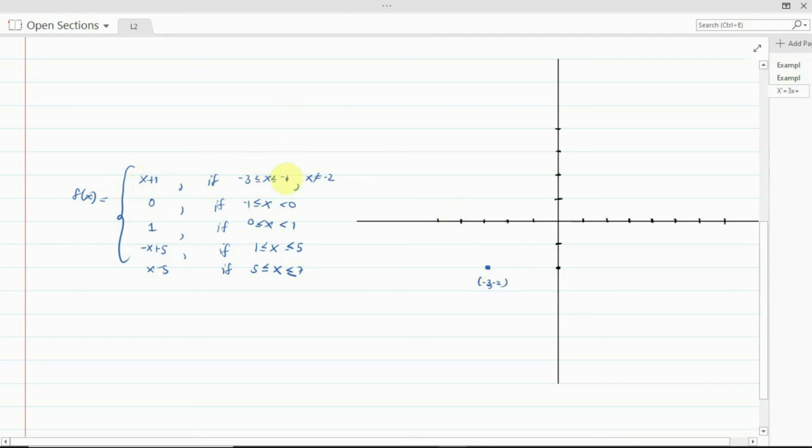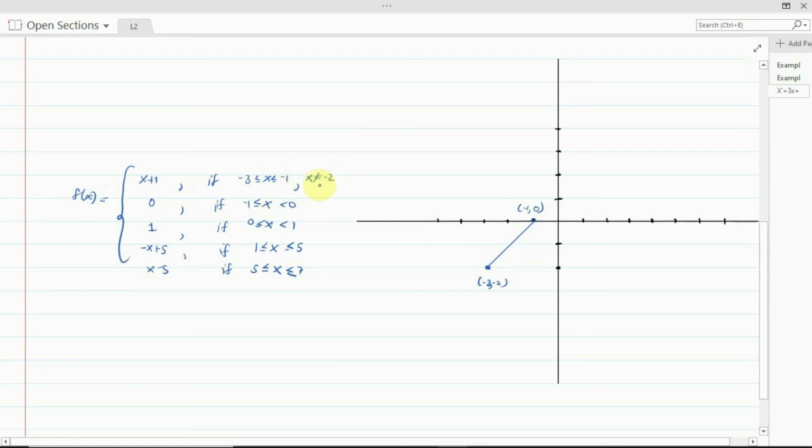What about when x is negative 1? What is its partner? It's negative 1 plus 1 or 0. So, you have the point negative 1, 0. And then you connect the 2 points to form a line. And is this the graph of x plus 1? Yes, this is the graph of x plus 1, but this is not the graph of your function in this interval. Because, take note, x should not be equal to negative 2.